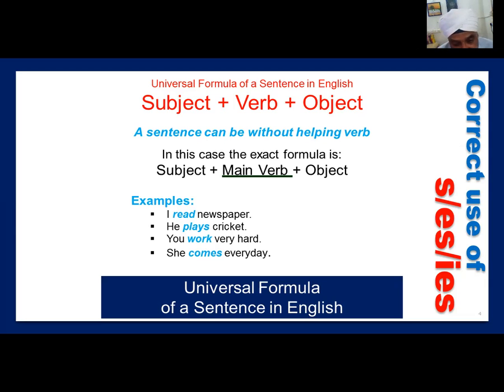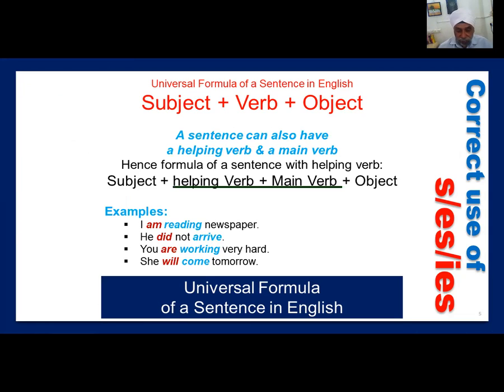Or we can also have a helping verb in the sentence. Then the formula becomes subject plus helping verb plus main verb plus object. Example sentences: I am reading newspaper, he did not arrive, you are working very hard, she will come tomorrow. In these sentences, am, did, are, will are helping verbs, while read, arrive, work, and come are main verbs.